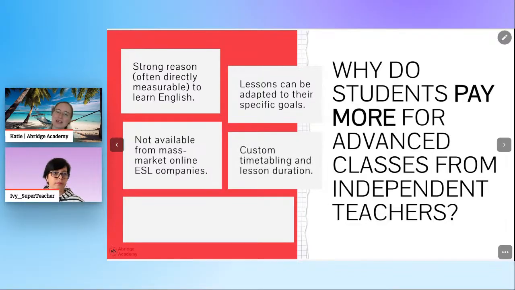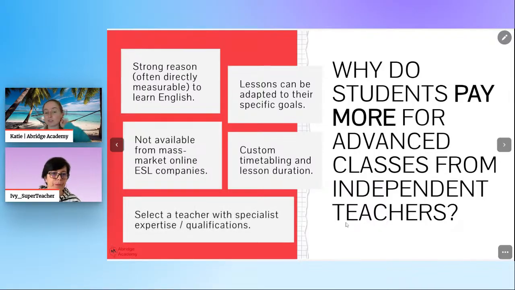You can offer custom timetabling and lesson duration, to fit around their schedule. Another thing worth mentioning is that by finding an independent teacher, they're able to pick the teacher they want. That could be a teacher with specialist expertise or qualifications, or just a teacher who gets on best with their child and has better rapport and connection. With a lot of companies, they don't get to pick the teacher. They get assigned a teacher at random, or the teacher might be switched every now and then if there's a substitute class, which is frustrating for students. They'd much rather go independent and have a teacher they can rely on and know they 100% love.